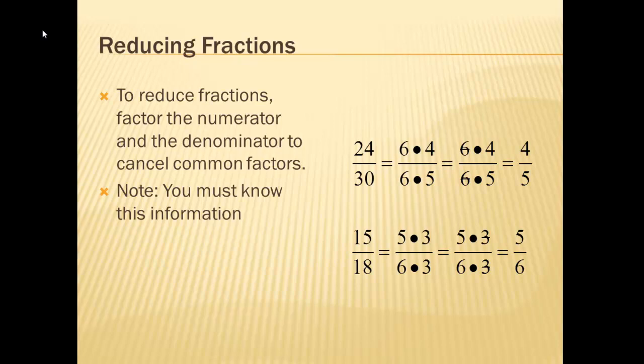The second fraction, you have 15/18. Both these numbers can be factored. 5 times 3 is 15, 6 times 3 is 18, and the factors of 3 would cancel out, and you're left with 5/6.